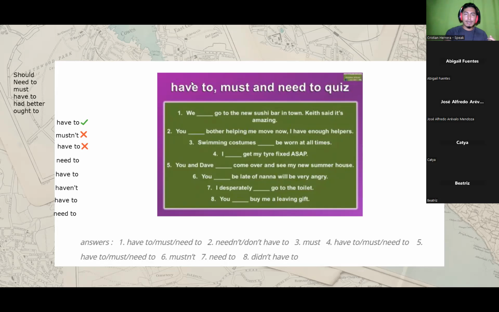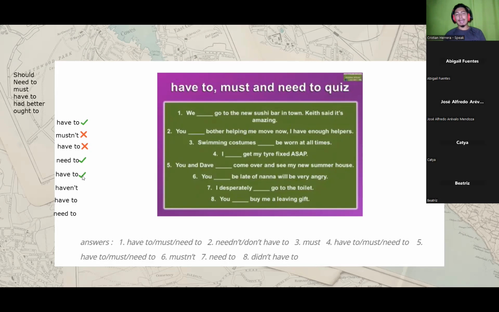Then in example number 4, as you see, we have I need to, I have to, I must. Okay, any of them are possible, but I consider the most adequate answer would be need to. Example number 5, again, everybody, we have the 3 possible answers: have to, must, or need to. In that example number 5, I consider the most appropriate answer is must. However, have to and need to are also possible.